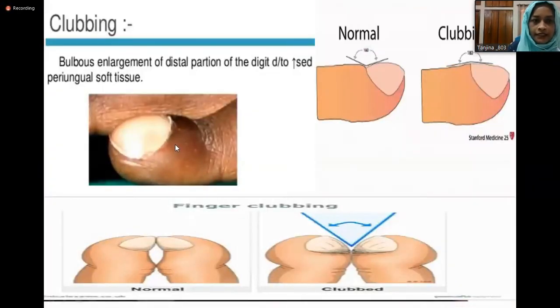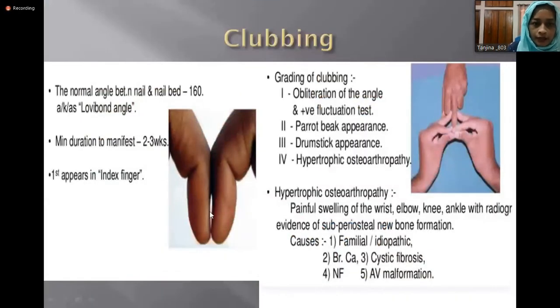Finger clubbing is the bulbous enlargement of the distal portion of the digit, and the first stage is the loss of the fingernail angle. The normal angle between the nail and nail bed is 160 degrees, and in case of a clubbed finger, it is 180 degrees. This is the Schamroth window test, positive in the case of a normal finger and lost in a clubbed nail. This is called the Lovibond angle.